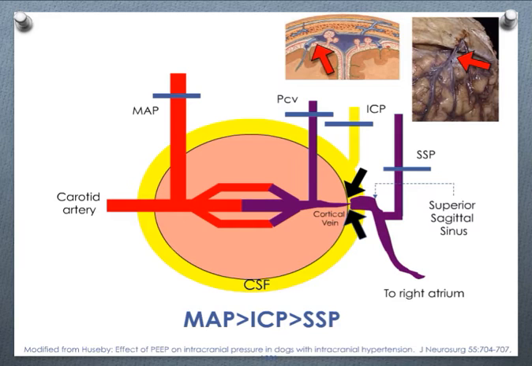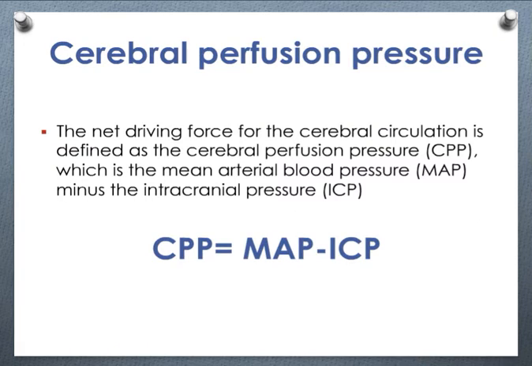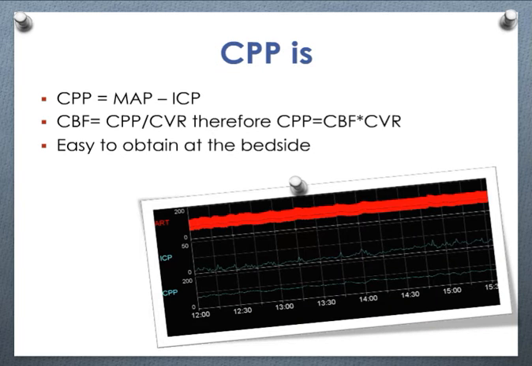So the perfusion of this organ is not the difference between mean arterial pressure and the venous pressure, the superior sagittal sinus pressure, but is influenced by this Starling resistance, and the equation is CPP equals mean arterial pressure minus ICP. And CPP, being very broad in the concept, is the net driving force bringing blood inside the skull and to the brain. It's easy to obtain. On your monitor, you have arterial pressure, ICP, and the difference between the two is CPP. You can see it on your monitor.